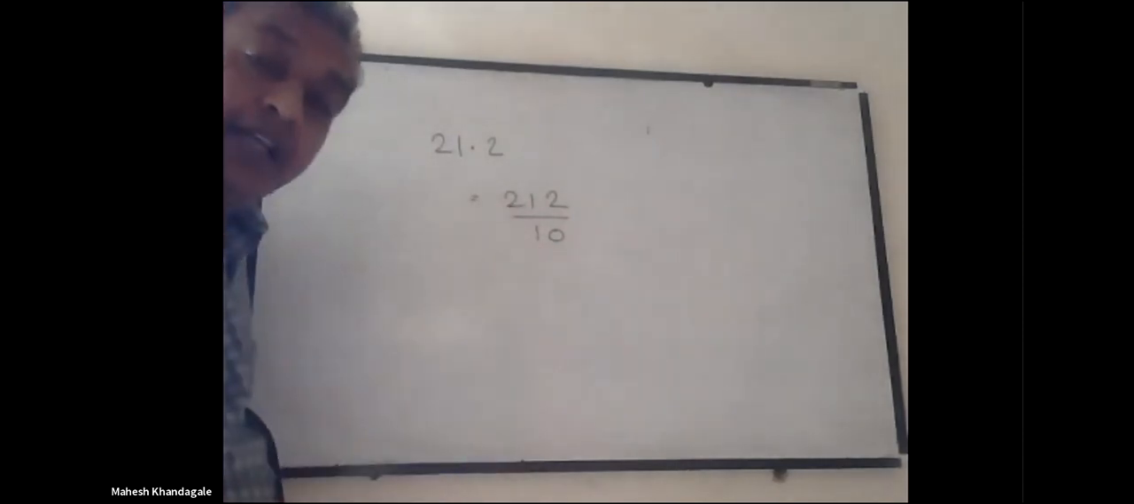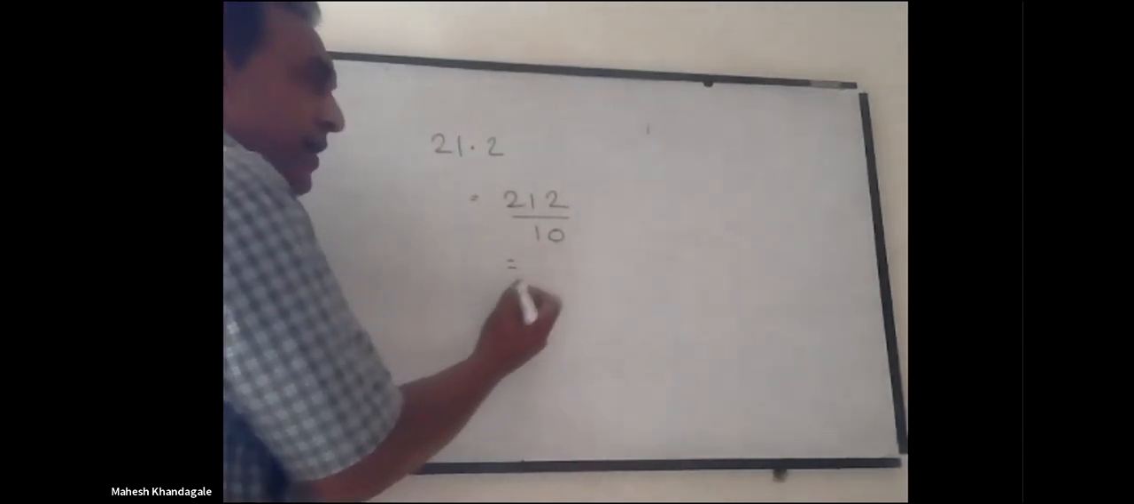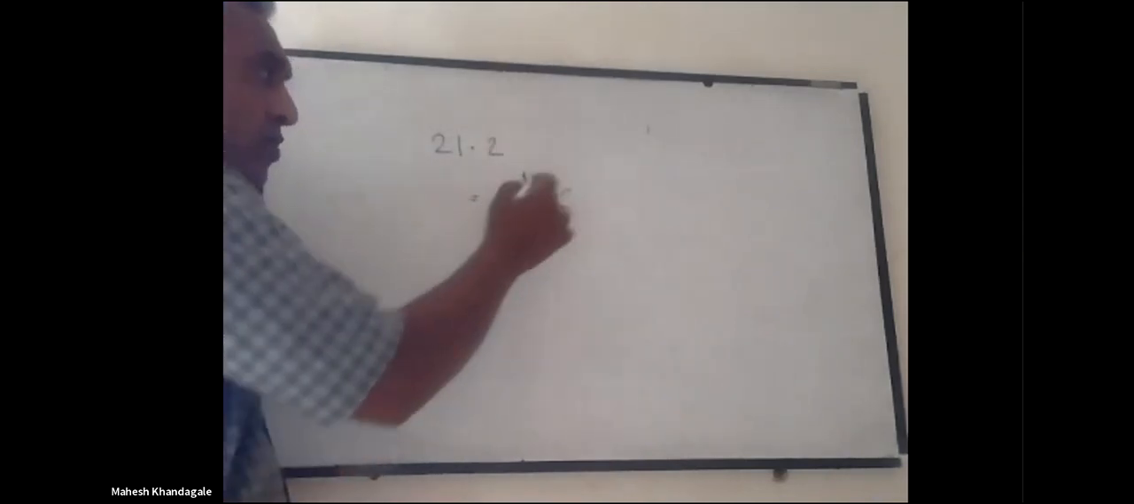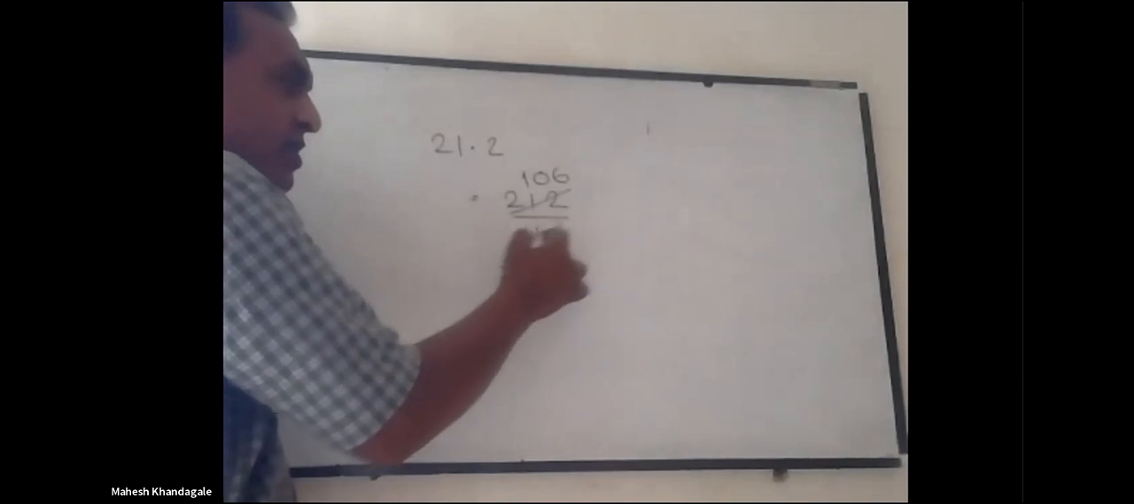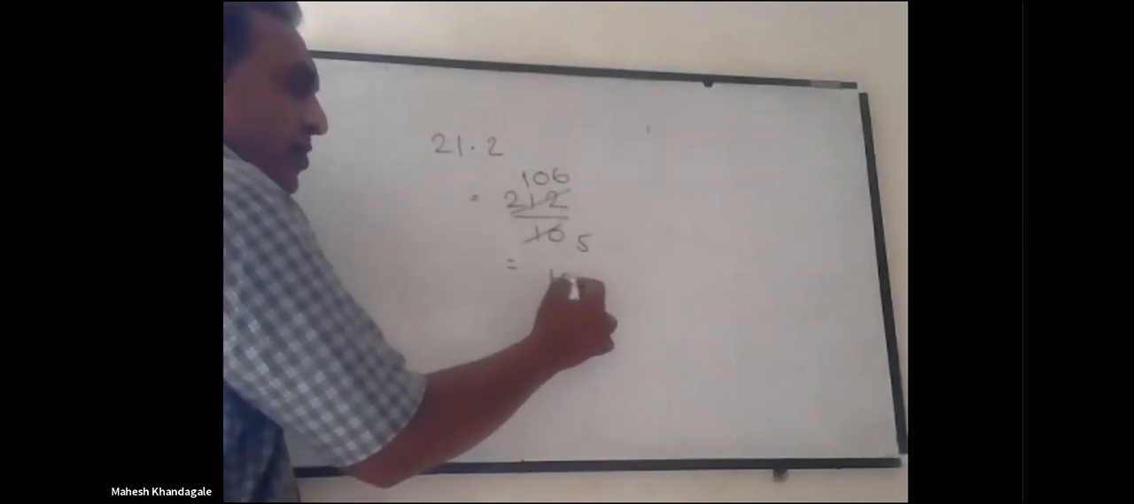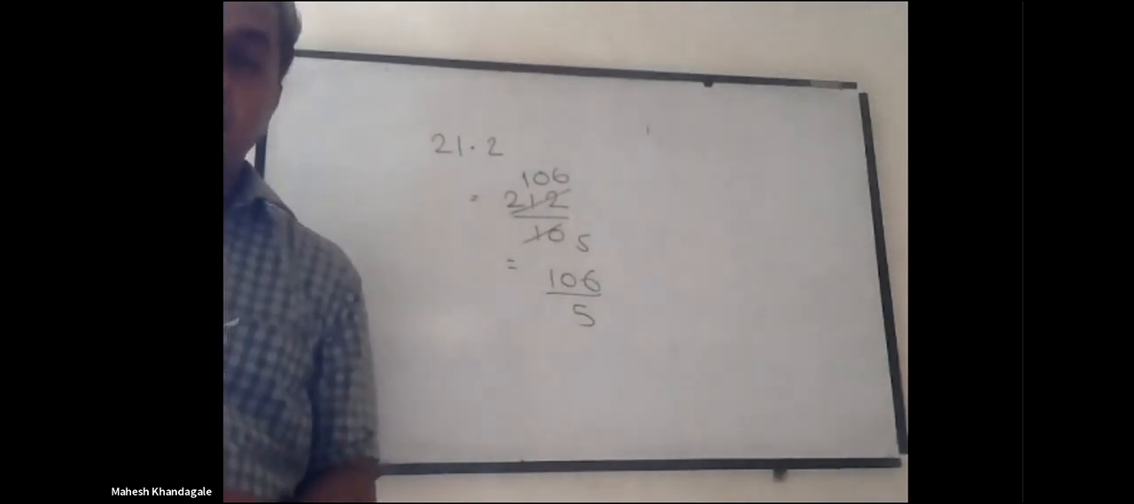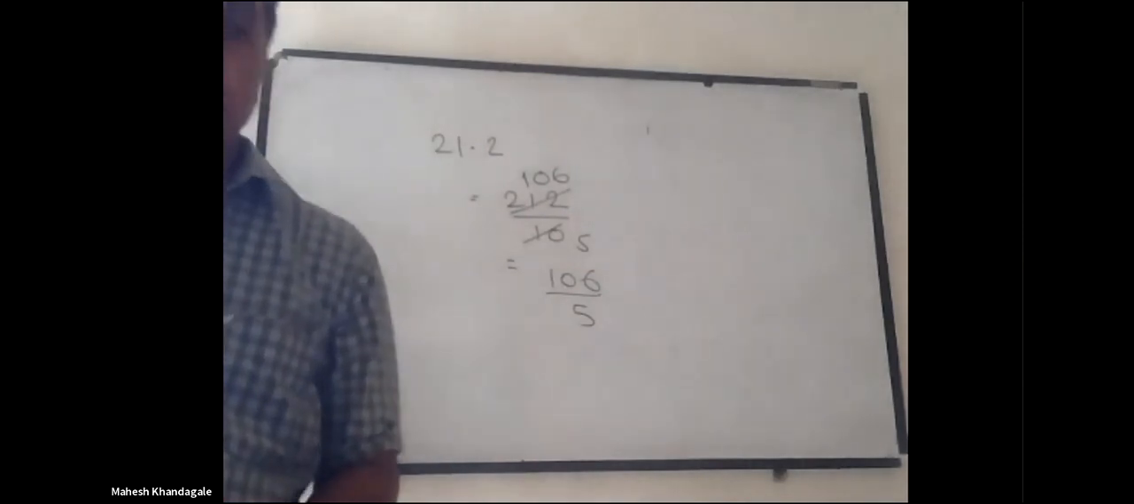And now if there is a common factor, we will divide it. So 2 is common. So 2 ones are 2, 0, 6 and 2 into 5. So your answer is 106 upon 5. Okay.